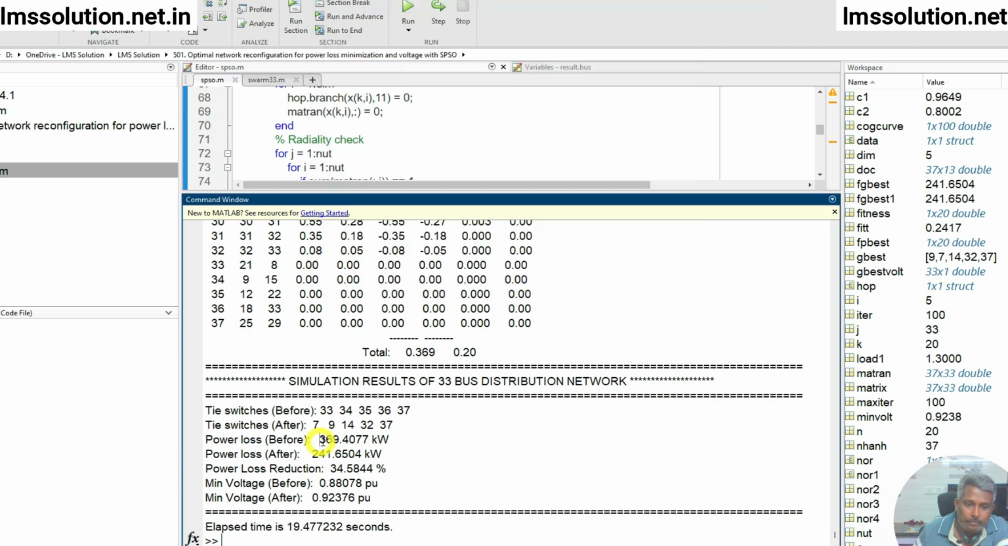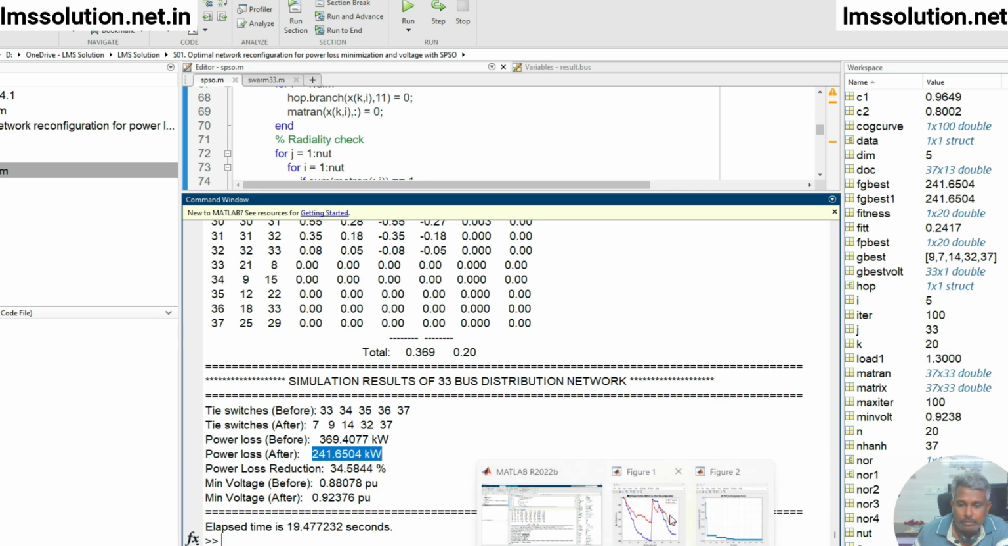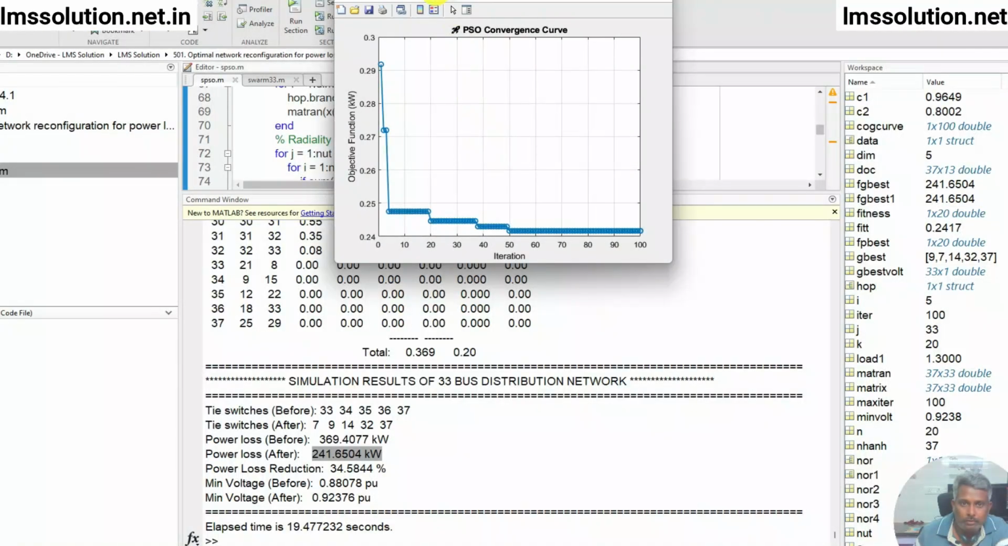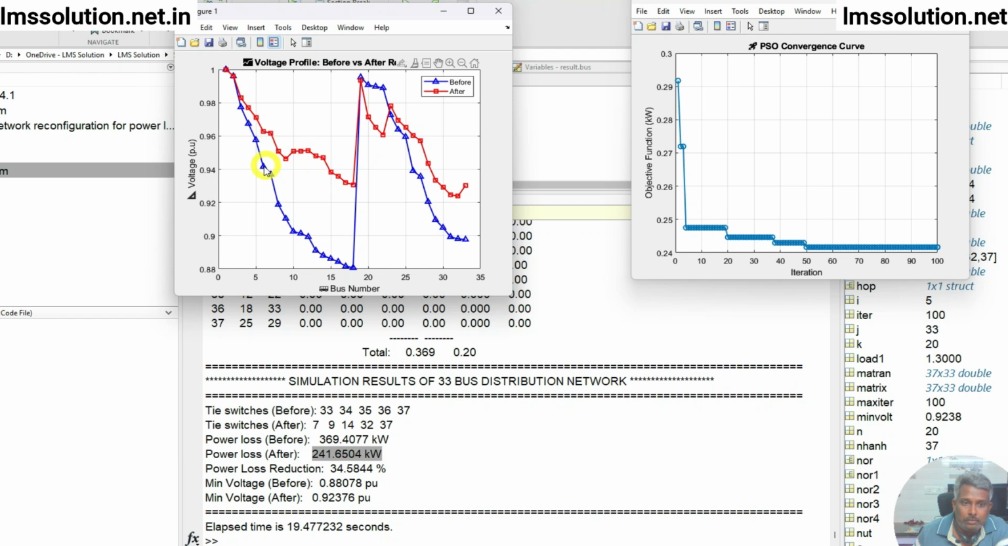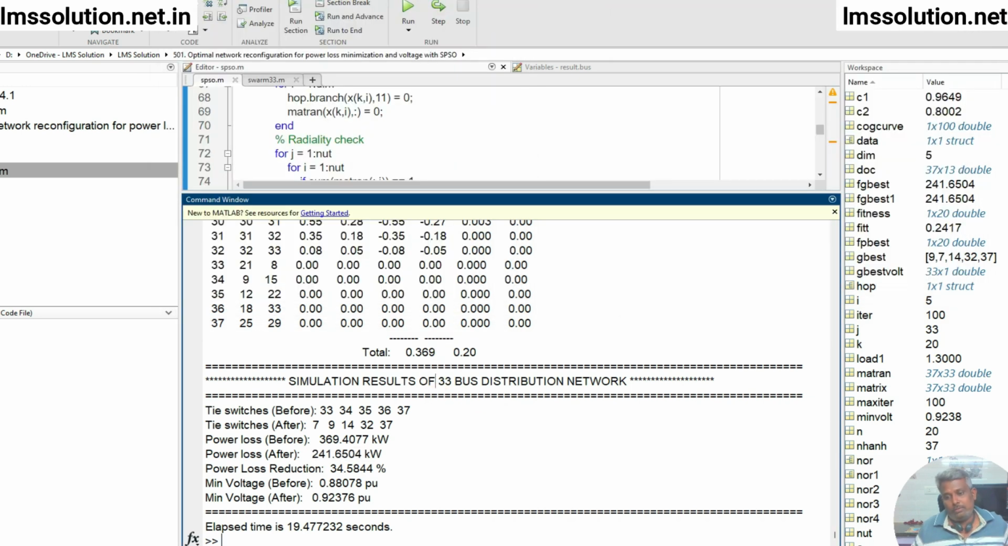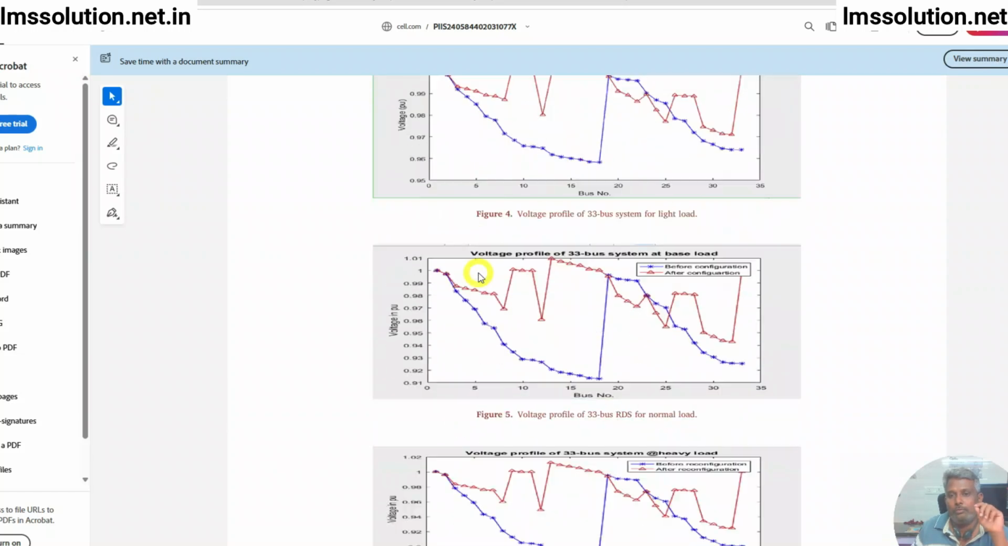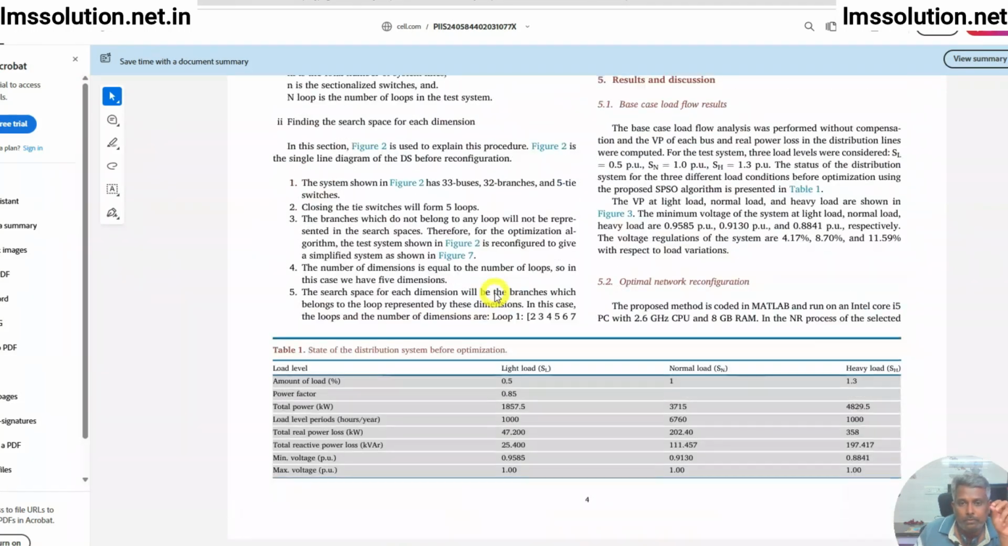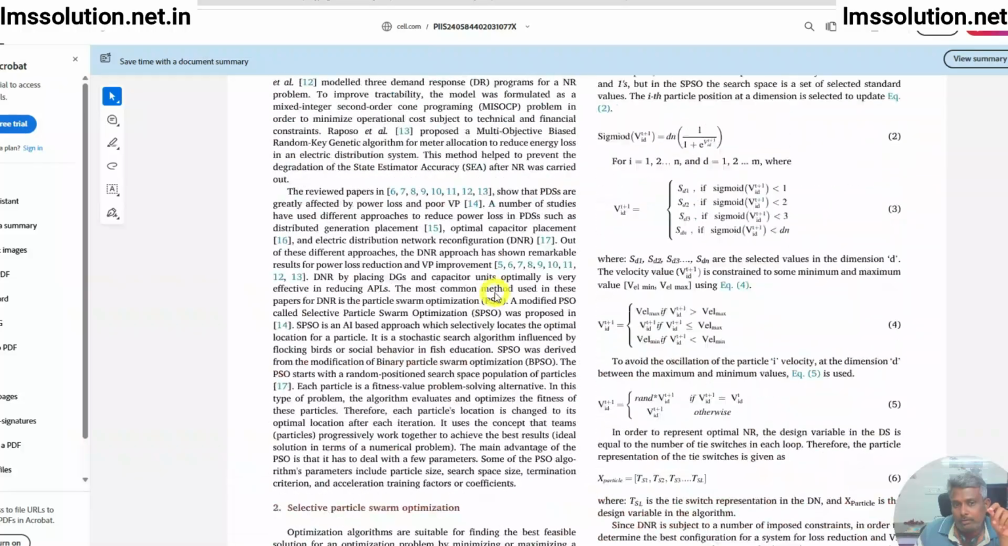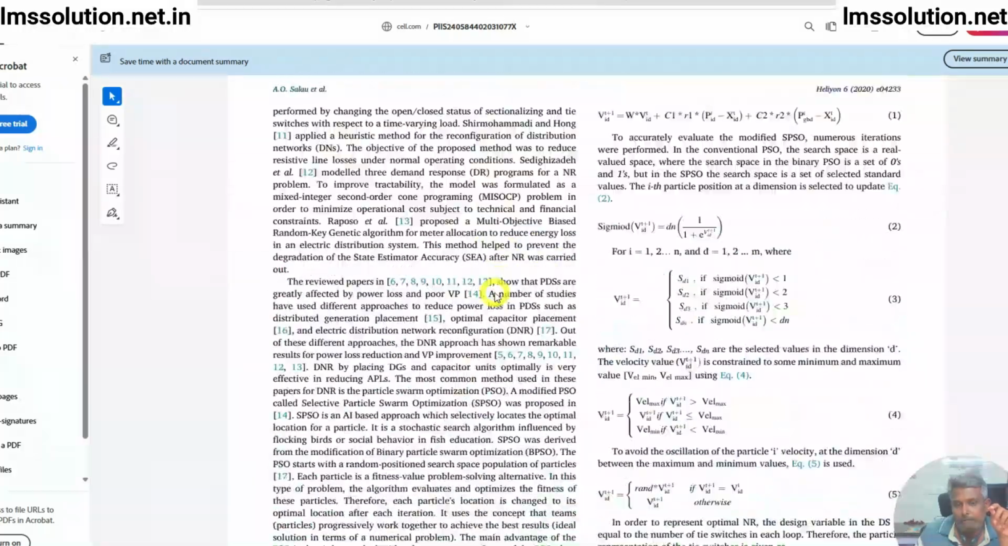So here it is, before optimization and after optimization. Before will be 369.4 kilowatt and after will be 241.65 kilowatt. Here you will see the comparison of both results. The blue color is before optimization, red is after optimization. We tried that paper, but only one thing: during heavy load condition, we cannot use that objective function.